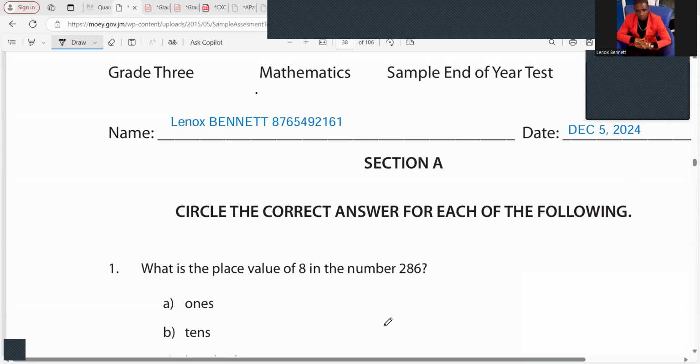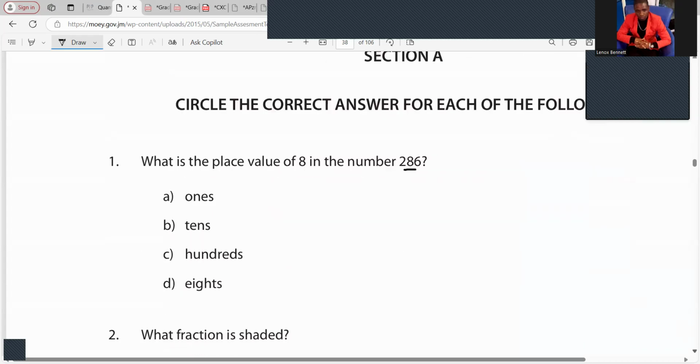This is specifically a sample paper for grade 3, so let's go. What is the place value of 8 in the number 286? They want us to figure out the place value of this. Now that would be 8 tens, so the place value will be tens, so that would be B.